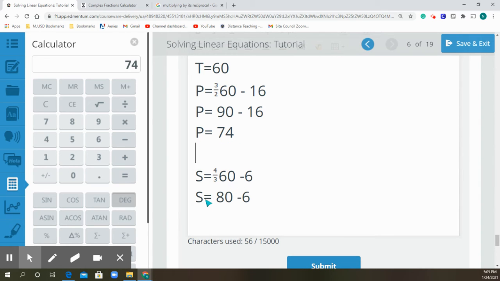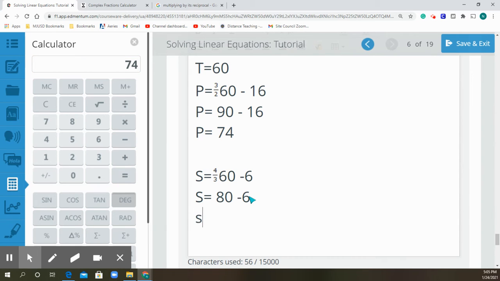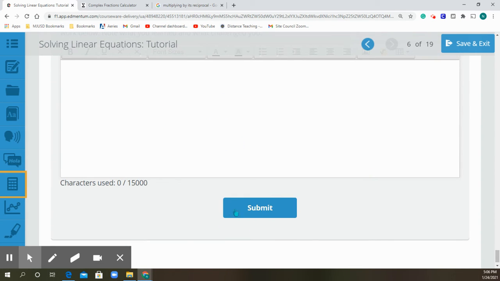All right, now let's do Steve's height, which equals 80 minus 6. I can do that one in my head, but just in case, 80 minus 6 equals 74. So Steve's height equals 74 inches. Are they the same? Yes. Paul and Steve equal 74 inches.